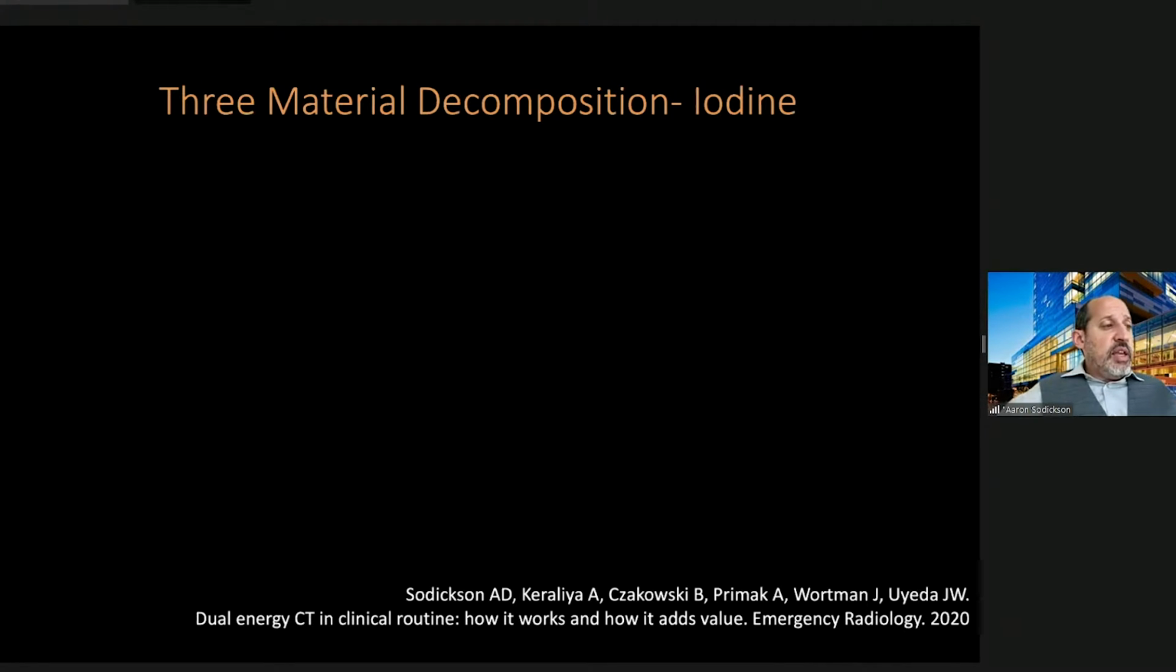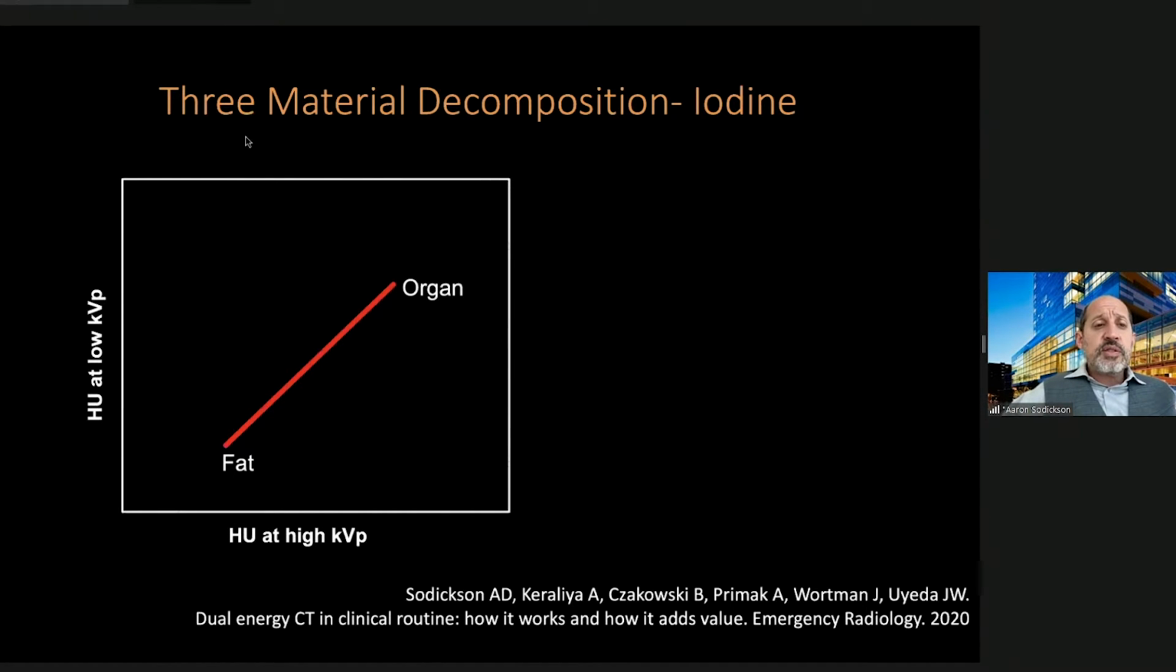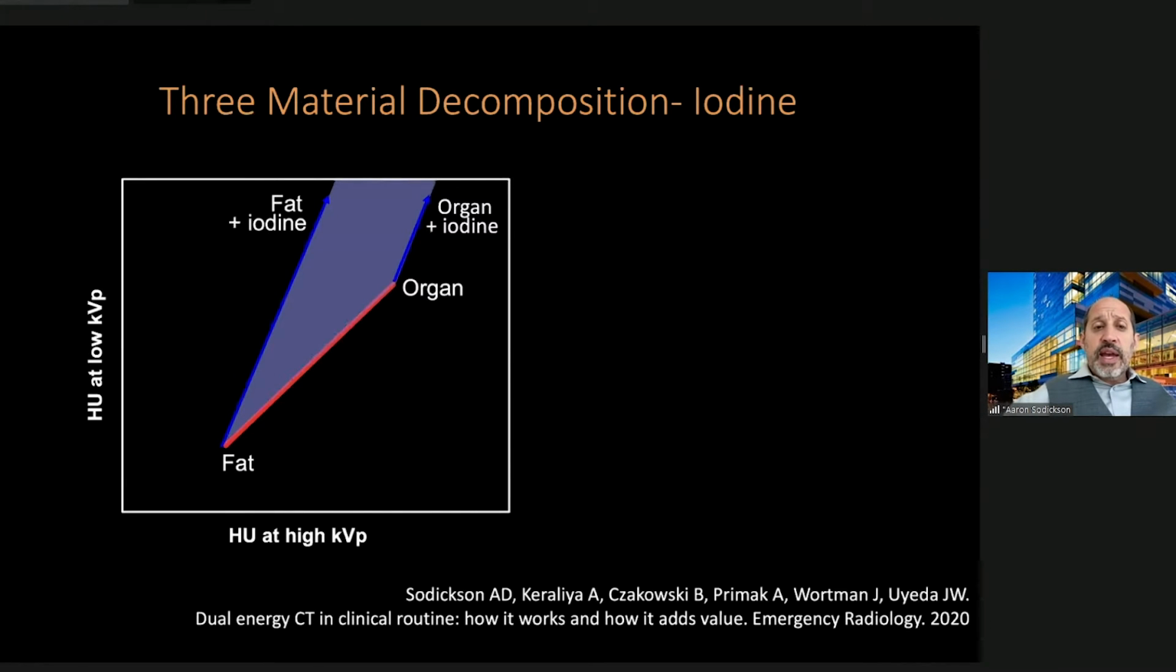3-material decomposition is really the mainstay that we use on our scanners. Here's how it looks. Hounsfield units at low kV, Hounsfield units at high kV. We have a base material line defined by the typical attenuation, in this case of fat and the organ of interest at each kV. And as we add more and more iodine on top of any of these areas, we march up these sloped lines like I showed you earlier, so that everything in the blue shaded area here is attributed to iodine in this decomposition.